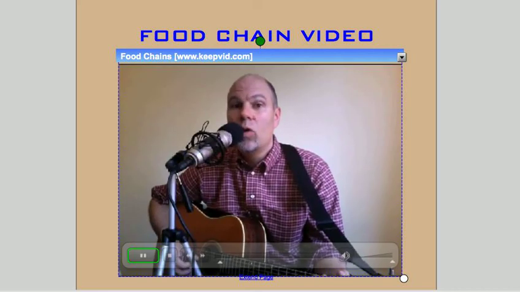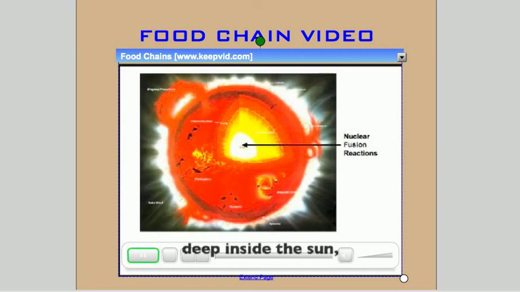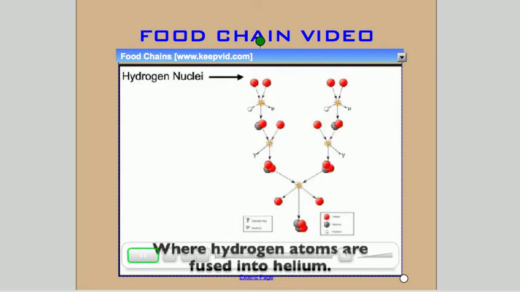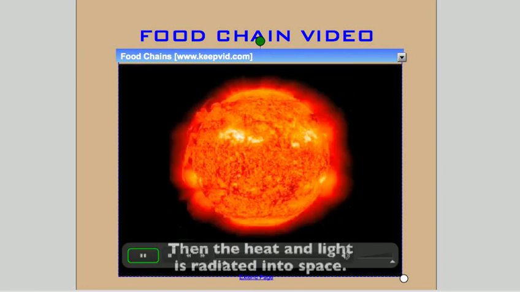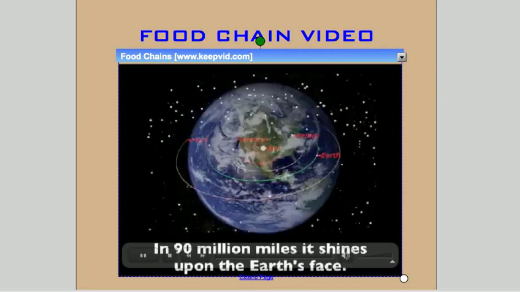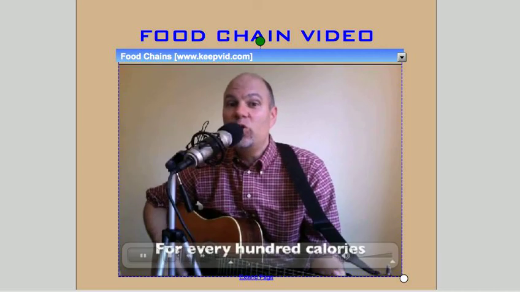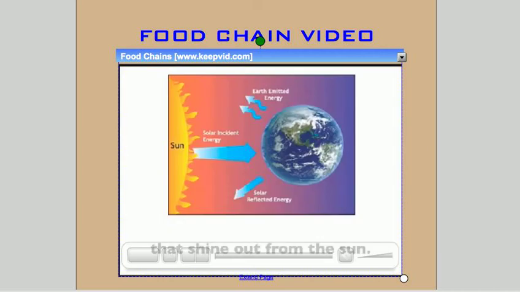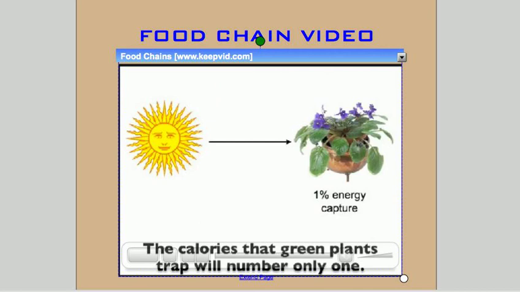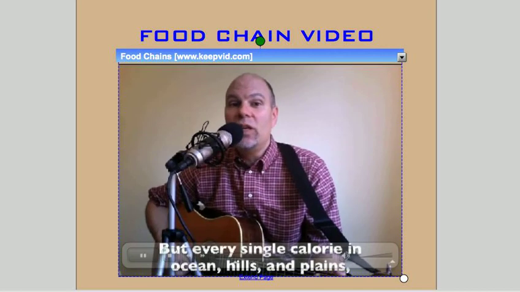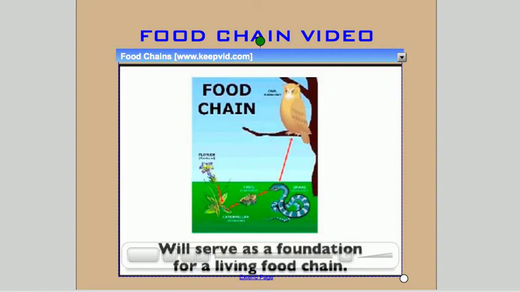A nuclear reaction happens deep inside the sun, where hydrogen atoms are fused into helium. Then their heat and light is radiated into space, and 90 million miles it shines upon the Earth's face. For every 100 calories that shines from the sun, the calories are green plus triple number only one. But every single calorie in ocean, hills, and plains will serve as a foundation for a living food chain.